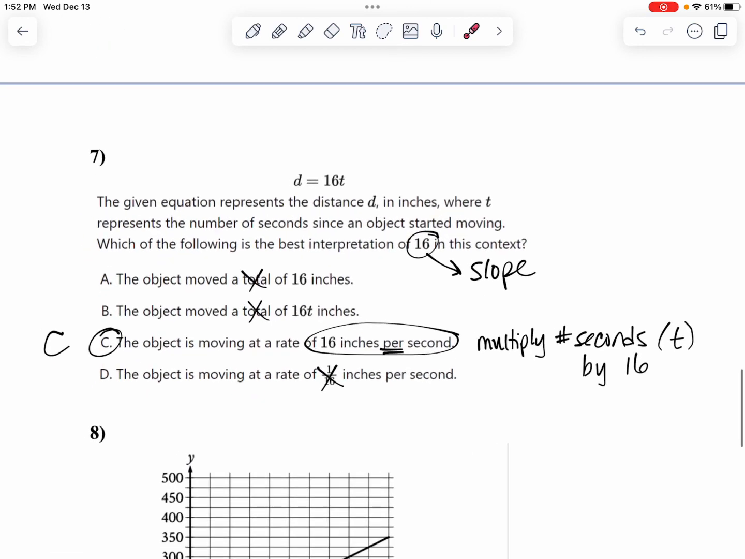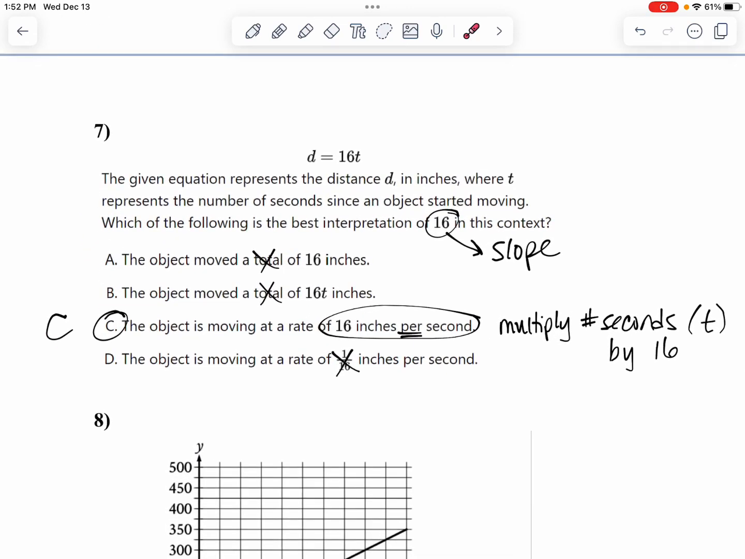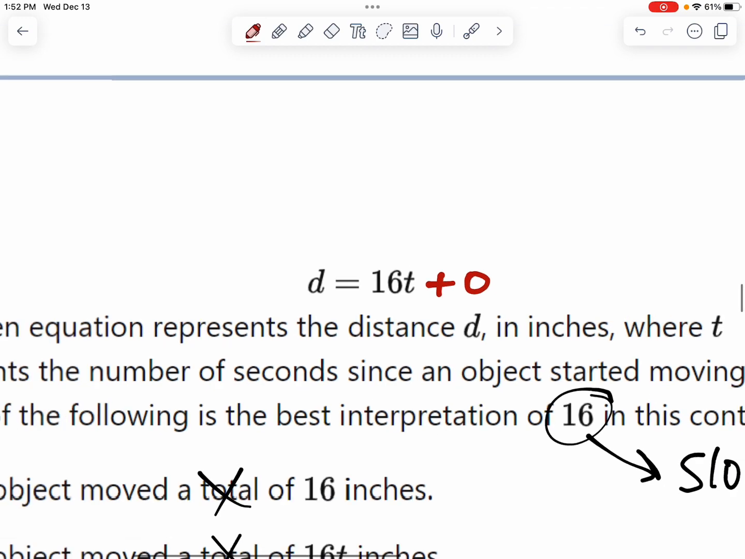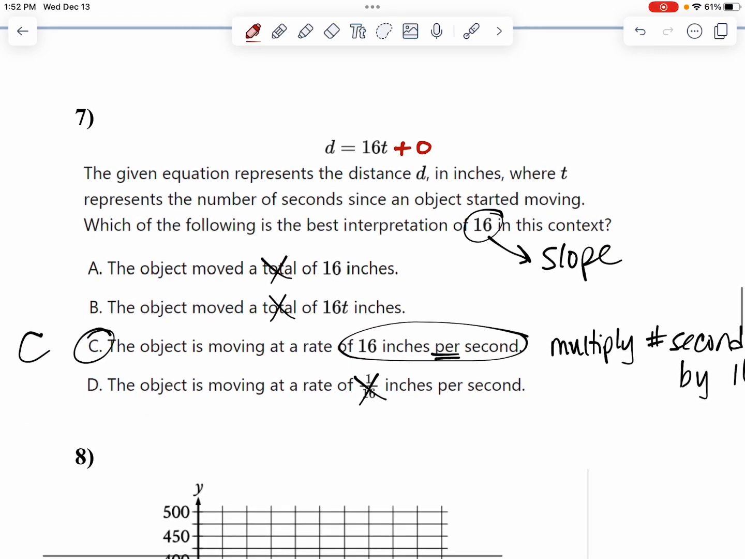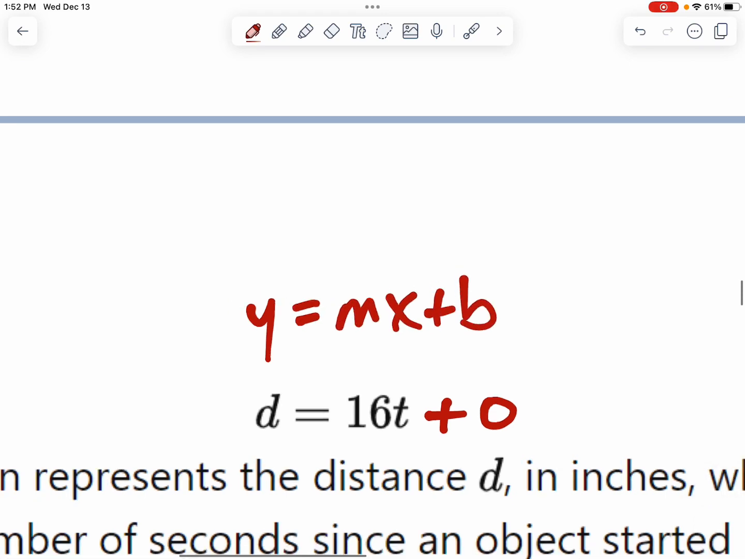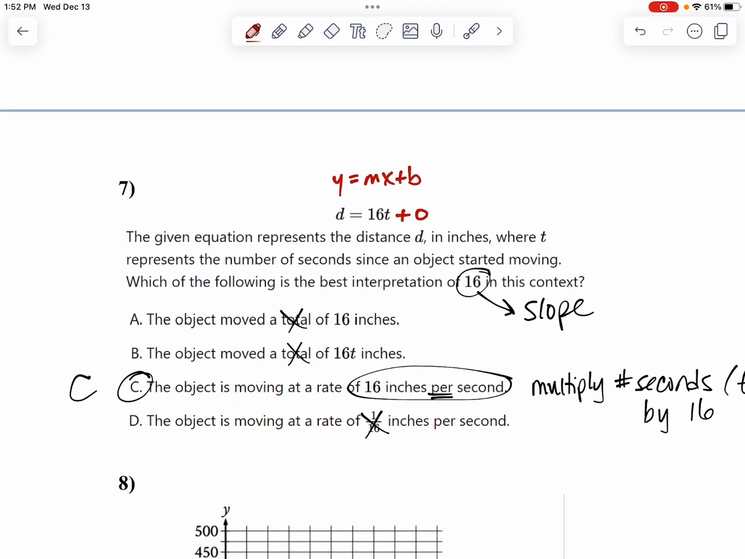I've got 3 left. I have an equation here, and if it freaks you out that there's no y-intercept, it's okay. You can put a +0 there if you want to, because I know you're used to seeing y equals mx plus b. It's just a normal linear equation. And it's asking us what's the best interpretation of the 16, which is the slope. And I know it's the slope because it's the number with the t. Usually we use an x, but in this case, they're using t for time.